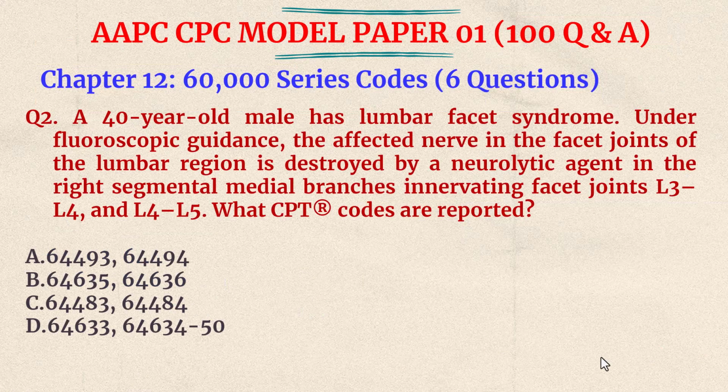Question number 2. A 40-year-old male has lumbar facet syndrome. Under fluoroscopic guidance, the affected nerve in the facet joints of the lumbar region is destroyed by a neurolytic agent in the right segmental medial branches innervating facet joints L3 to L4 and L4 to L5. What CPT codes are reported? Here you can see there is the 64000 code series available. Please pause the video, take your CPT code book and find the answer.